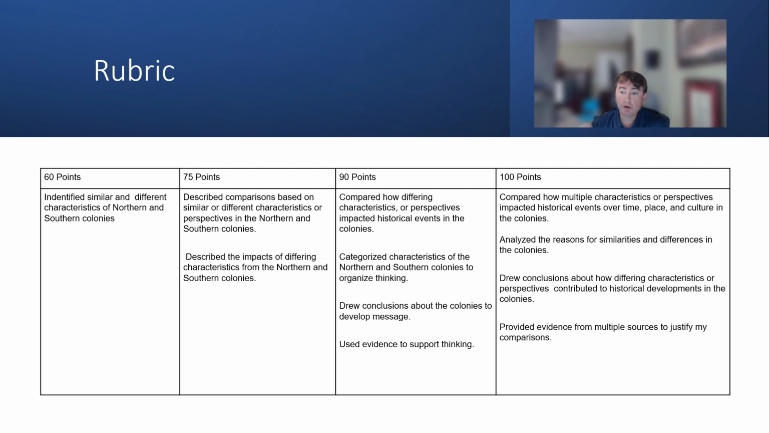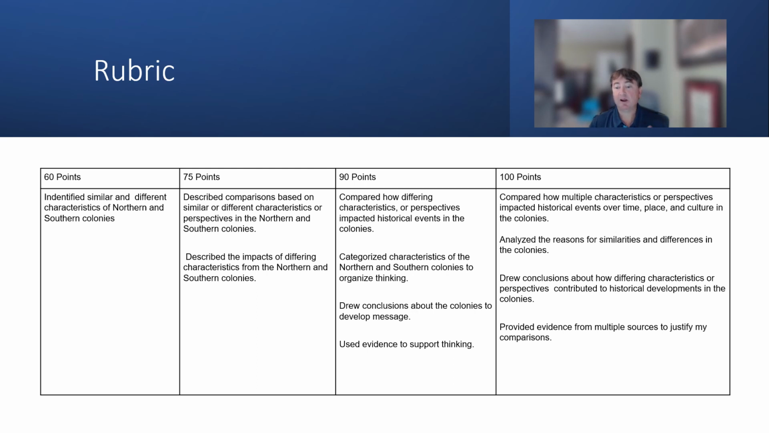You have to draw conclusions about how the different characteristics contributed to the historical developments in the colonies. So how did slavery grow in the South? Well, you got to draw conclusions about how that happened. So the conclusion is, when you research the South, you're going to see that the plantation system grew. So you draw a conclusion that slavery is going to grow because of the plantation system. But you actually have to discuss that in the project.